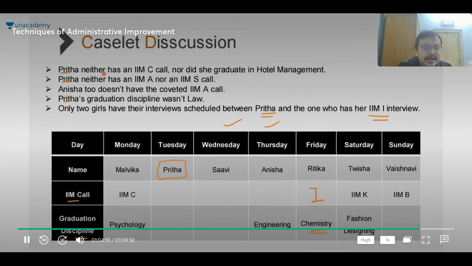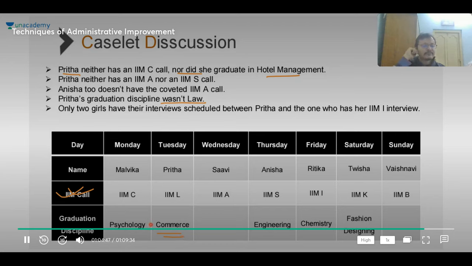Next, it says Preetha neither has an IIMC call, nor an A call, nor an S call, which means the only option with Preetha is to get an L call. Also, out of A and S, Anisha doesn't have an A call, which means Savi must be the one with an A call, and Anisha must be the one with an IIM Shillong call. So effectively, I've solved all the IIM calls. Along with that, Preetha's graduation discipline is not hotel management. It is not law either, which means the only choice for Preetha is commerce.